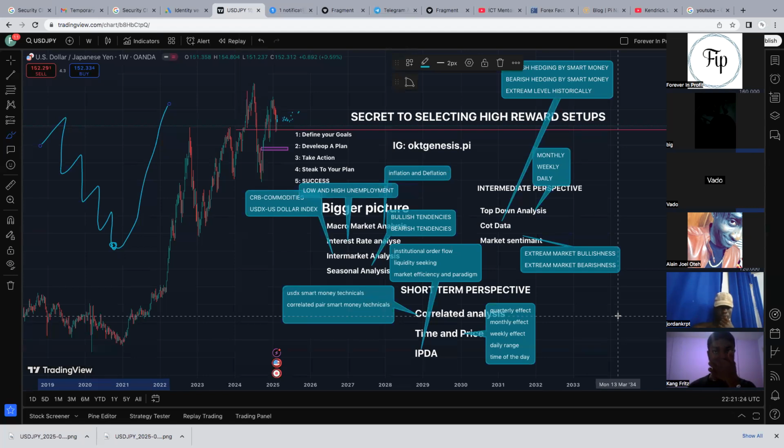Use the dollar index smart money technique and the correlated pair smart money technique as well. I just explained that. Time and price. Time and price will have the quarterly effect that we just talked about.